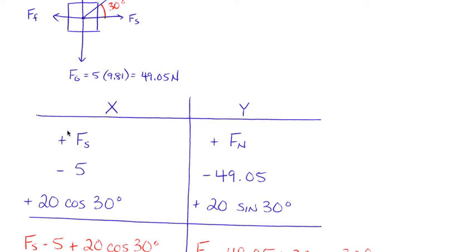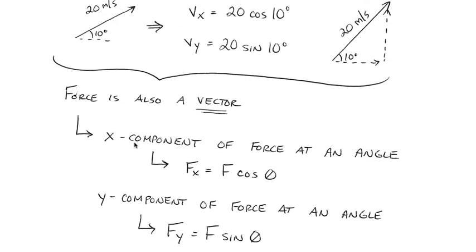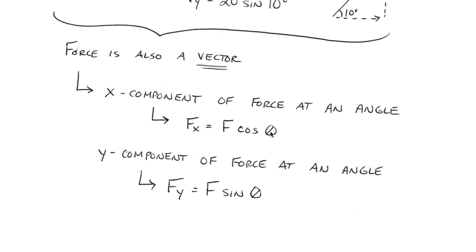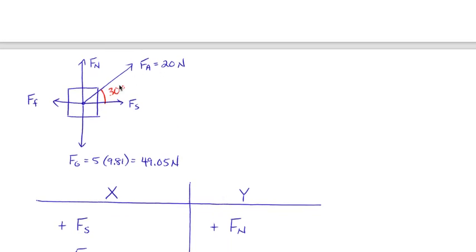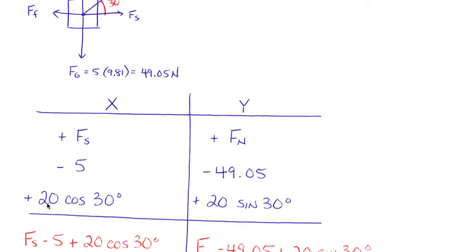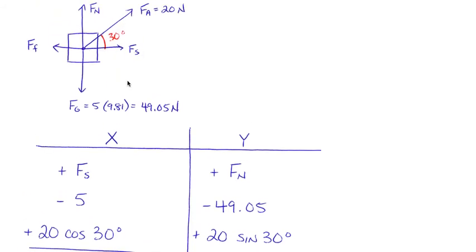I have the spring force, which is unknown, acting to the right. Again, my force of friction I've said is 5 newtons, so that acts to the left. The only thing that's left is, of this 20 newtons, some of this is pulling to the right, and some of it is pulling up. If I want the portion that pulls to the right, the x portion, I just have to use that force times the cosine of the angle, which will give me the x component. So my force is 20, my angle is 30. So 20 times the cosine of 30 degrees will give me the x component of that force.